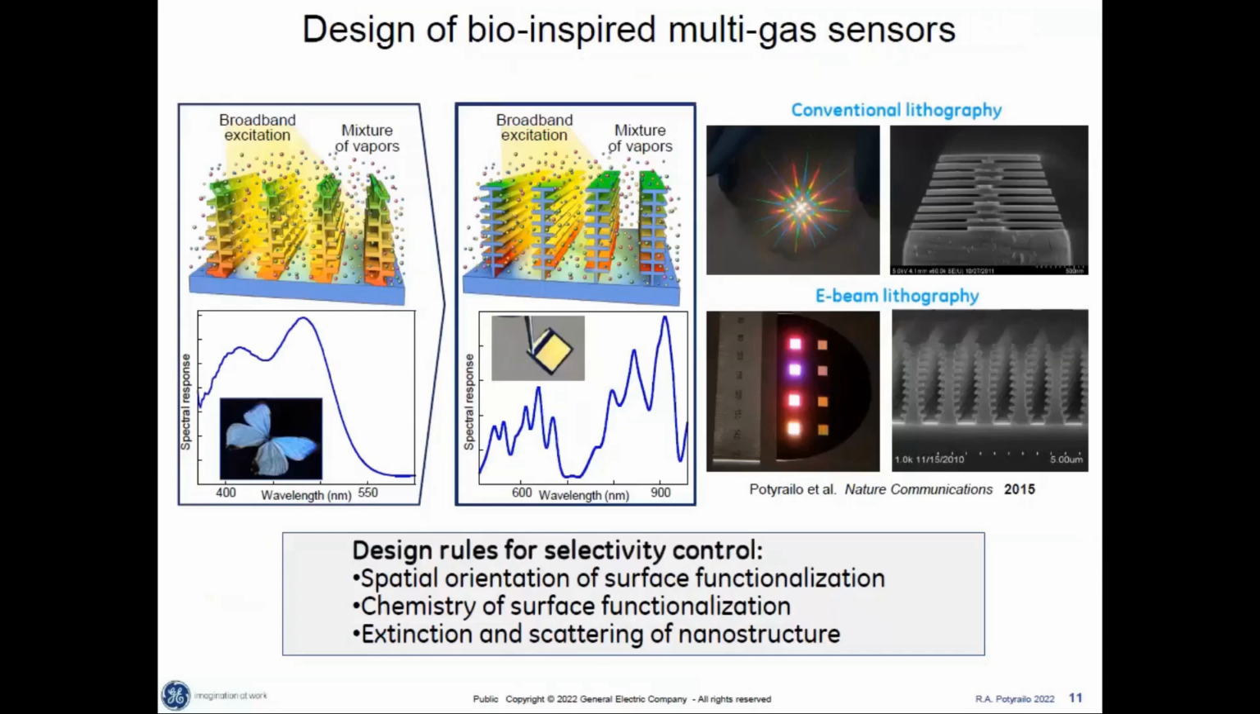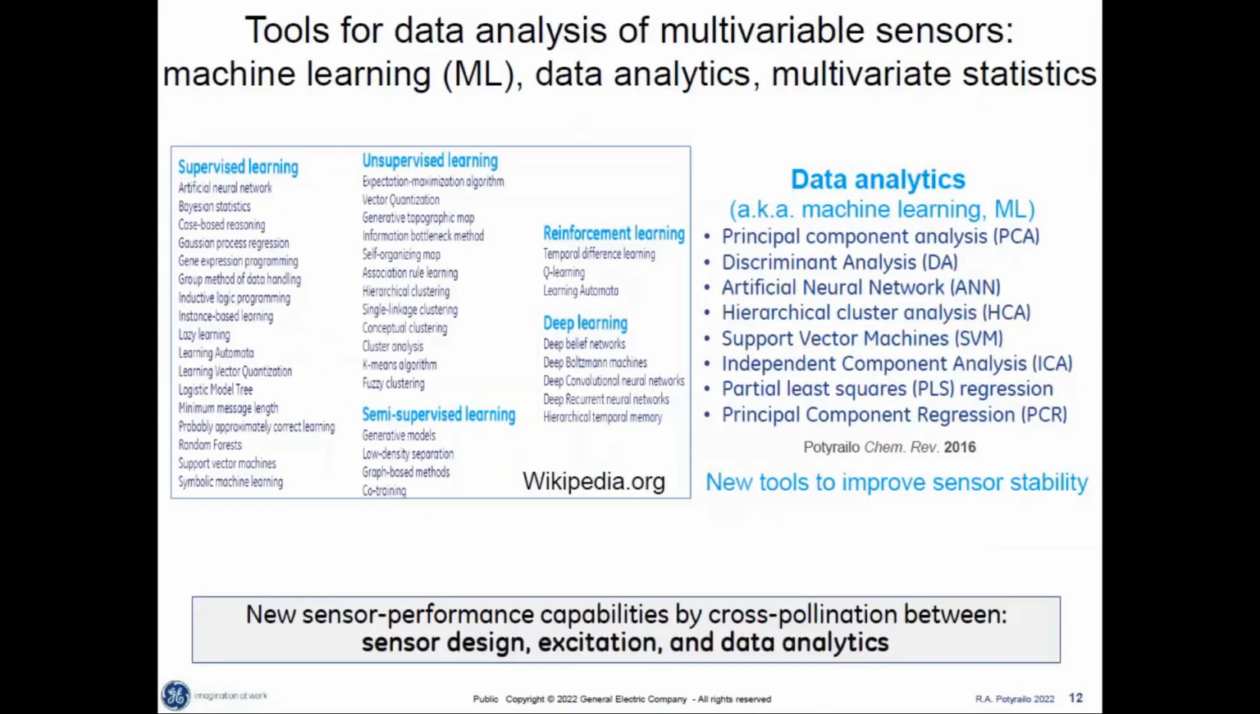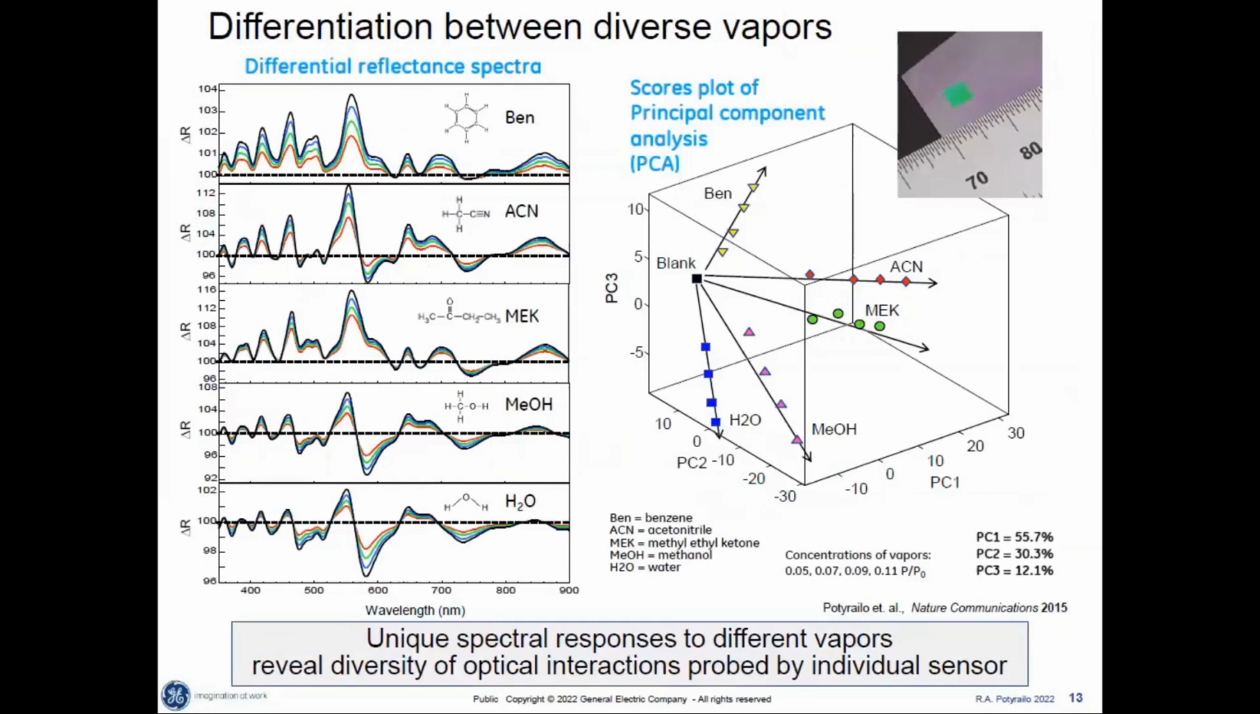relatively simple, and you can see many more features in the fabricated structure. So we use different types of technologies to do that, and we develop the design rules for the selectivity control. On the internet, there are different types of machine learning tools. We're using our own ones. You can see that they're classic ones and also the new ones, because we need better improvement in stability.